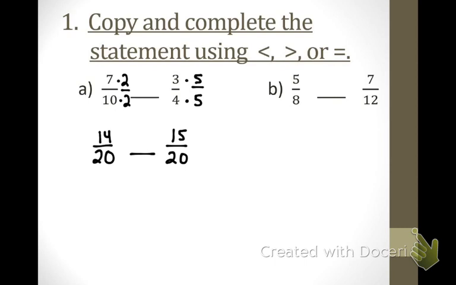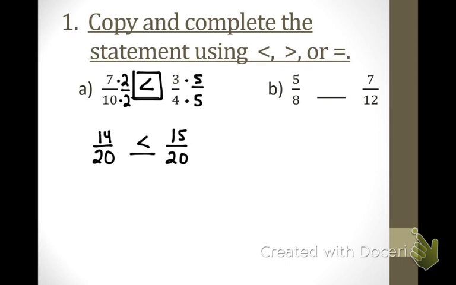Which one is smaller? This one right here is smaller, so my sign should read 14 twentieths is less than 15 twentieths. And then what you have to do is just put that back into our original problem and go ahead and box in your answer. So 7/10 is less than 3/4. Let's go ahead and do example B.